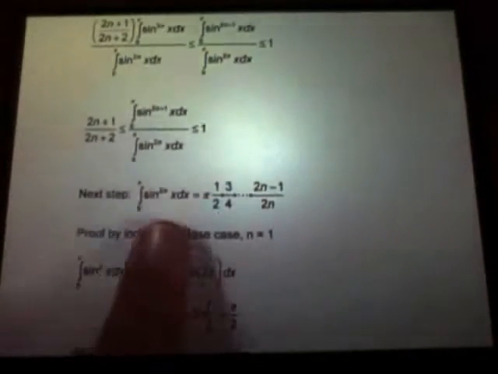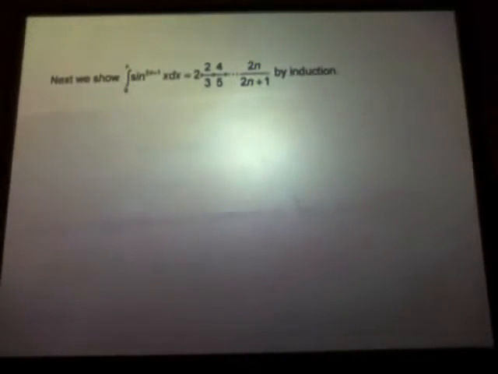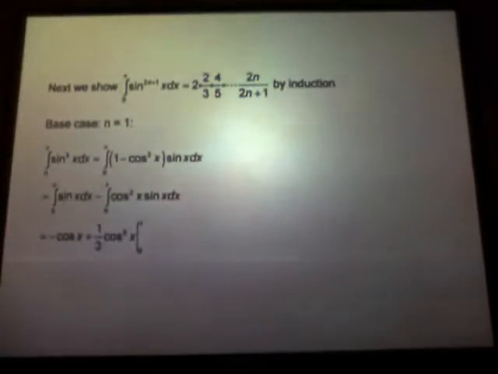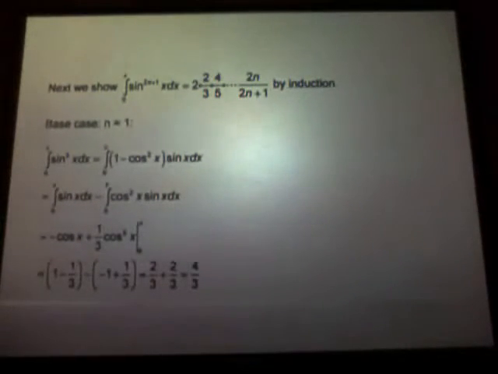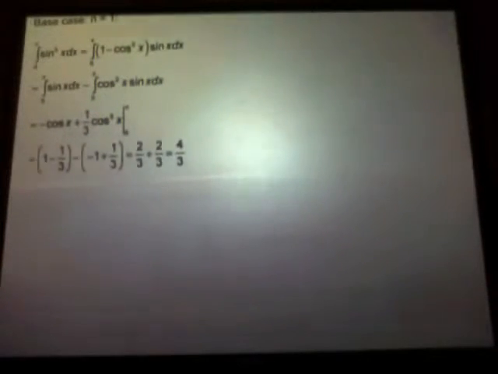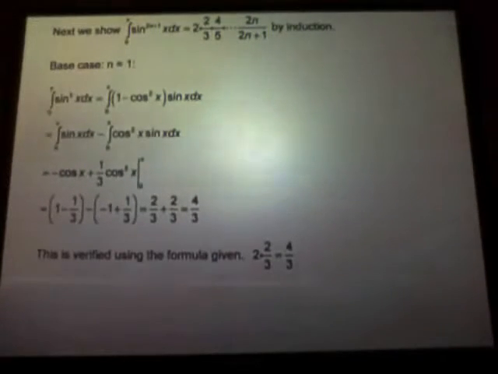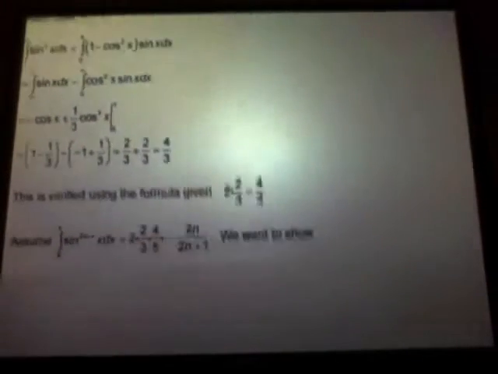We're now looking at this inequality, and we've simplified this one, and now we just work on this one. So we show that sine to the 2n plus 1 is that, 2 times 2/3. So n equals 1 is sine cubed, 1 minus sine squared, times the integral, and it's 4/5 from calc 2, right? So then when n is 1 in the formula, we have 2 times 2/3, which is 4/3. So that works. So now we assume that it's true, and we want to show for n plus 1.